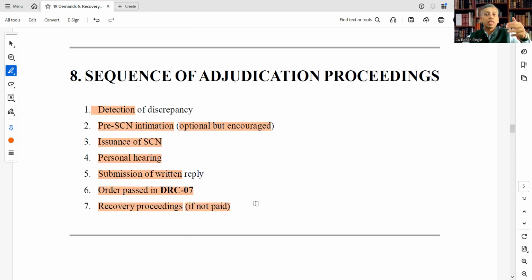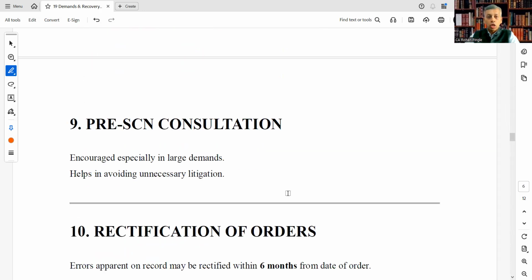So this is the sequence in which adjudication is held: detection, then pre-show cause notice intimation, then issuance of show cause notice, then personal hearing, then submission of written reply, order passed in DRC 07, and recovery proceedings if not paid. Next, pre-show cause notice consultation. Encouraged especially in case of large demands. Wherever there is a large demand, pre-show cause notice consultation can be given. It helps in avoiding unnecessary litigation.